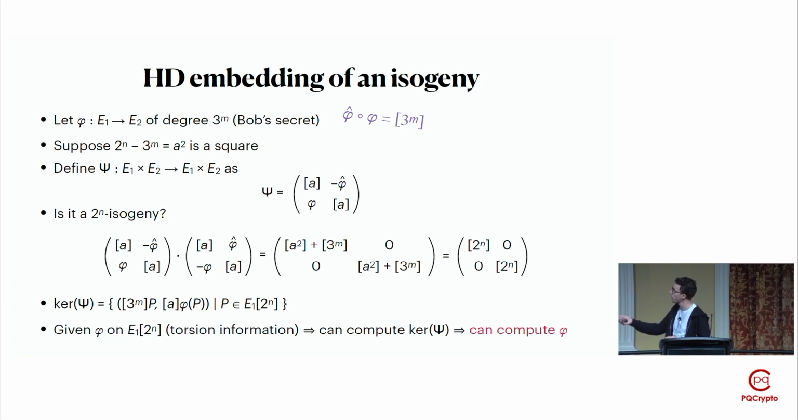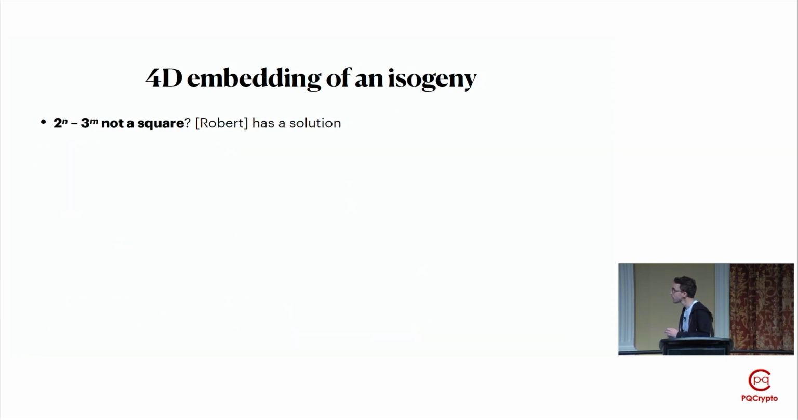There's this little problem here that we need to assume 2^n minus 3^m is a square. 2^n minus 3^m is a very large integer. What are the odds that it's a square? Well, if it behaves like a random integer, pretty much 0. What if it's not? Well, if it's not, that's where Robert comes in.